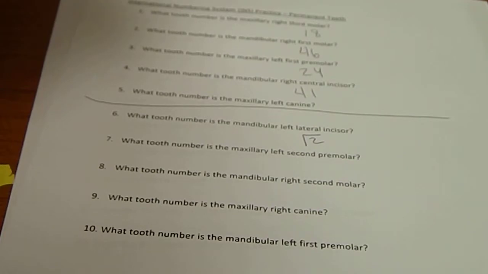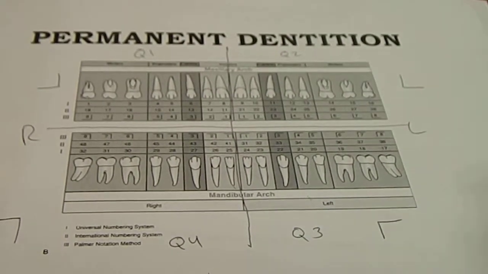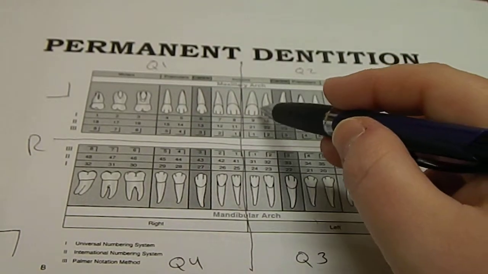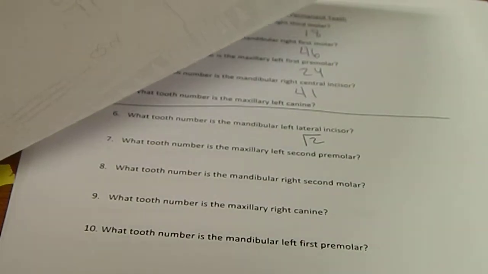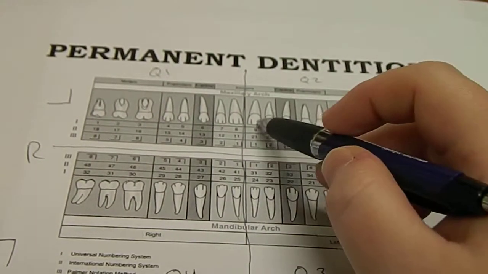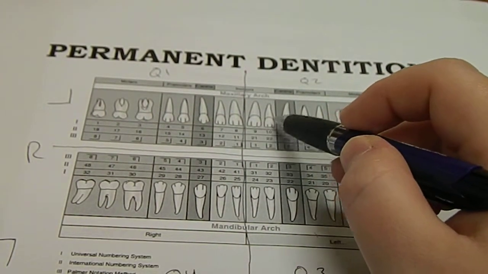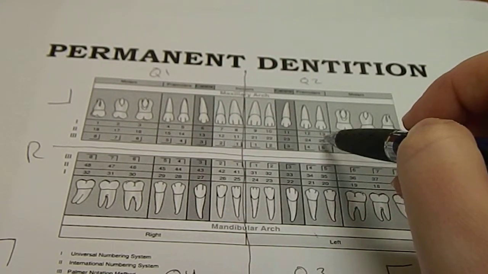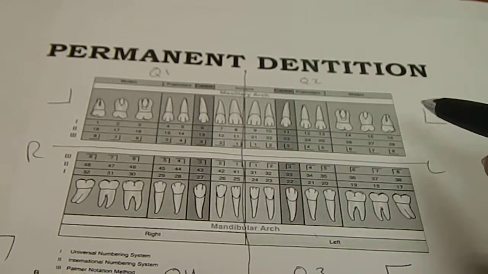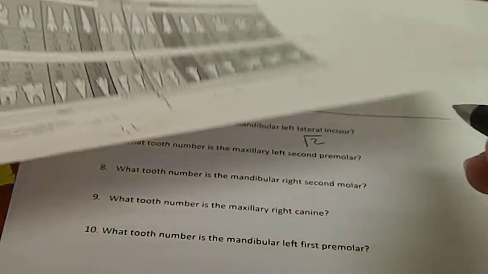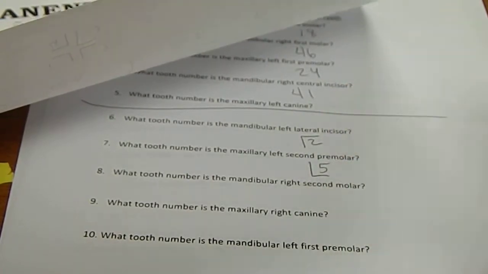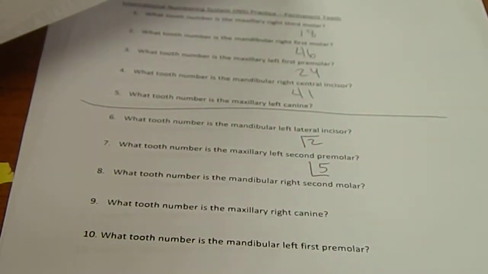And this is oftentimes used in orthodontics. So what tooth number is the maxillary left second premolar? So we're on the maxillary arch this time, which means we're going to be in quadrant 2. And it is the second premolar. So we're going to count out from the midline. 1, 2, 3, 4, 5 is our second premolar. So we're going to have an L with a 5 in it. Or a backwards L. But no, that's a forwards L. Alrighty. So an L with a 5. And that's going to look like that.